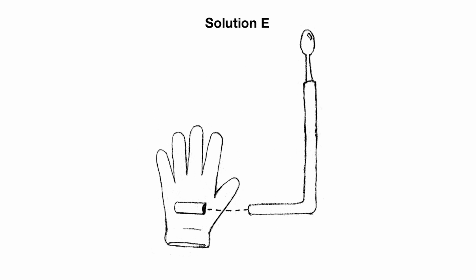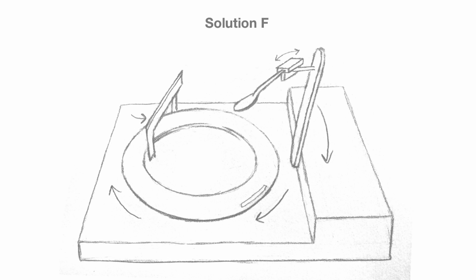Solution E is a long spoon with a right angle. The end of the spoon attaches to the glove, which the child can wear, facilitating eating. Solution F is the Winsford Feeder, a commercial product on the market. It's a mechanized device that operates a little bit like a turntable. The plate spins around, the spoon collects the food, and then delivers it to the child's mouth.